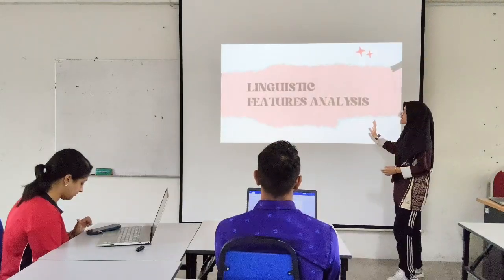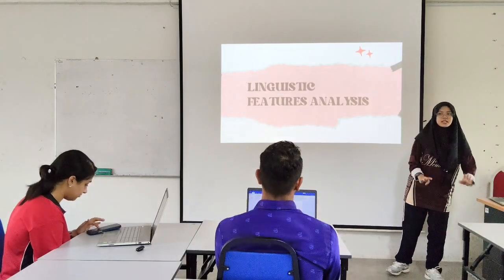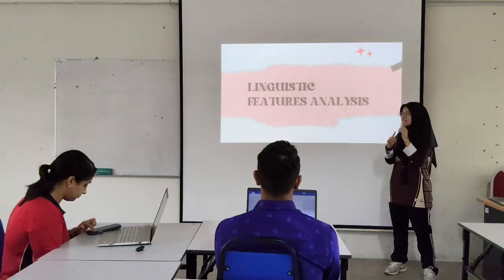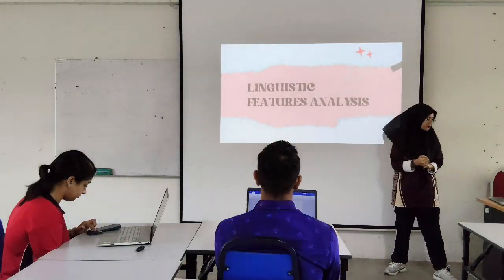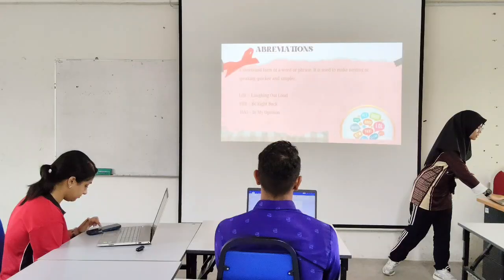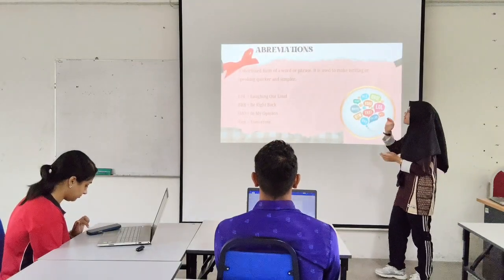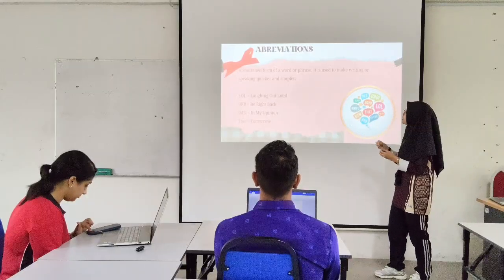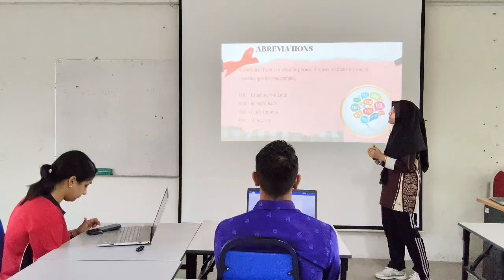So we go to the second part, which is linguistic features analysis. Basically we have four: abbreviation, code mixing, emoji, and hashtags. The first one is abbreviation. Abbreviation is a shortened form of a word or phrase. It is used to make writing or speaking quicker and simpler.